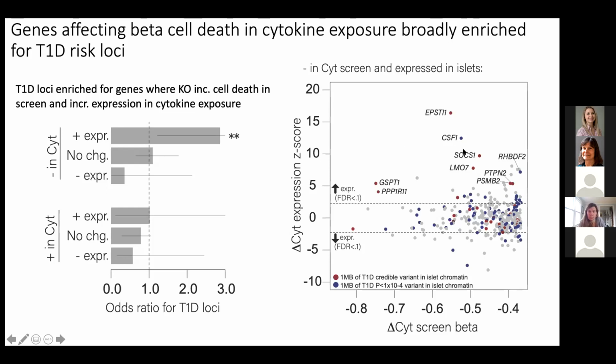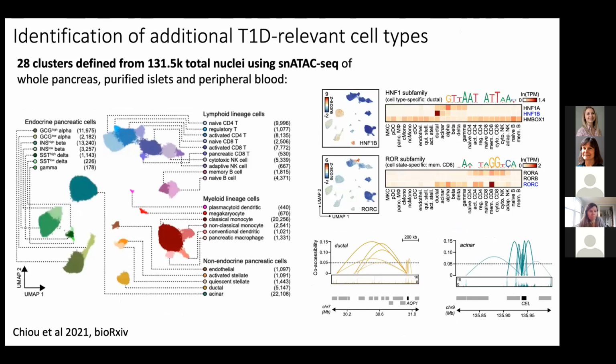And if we look at these genes here, many of those, the top ones, map to type 1 diabetes risk loci, quite striking. So that gives you a sense for risk variants that may function in beta cells.